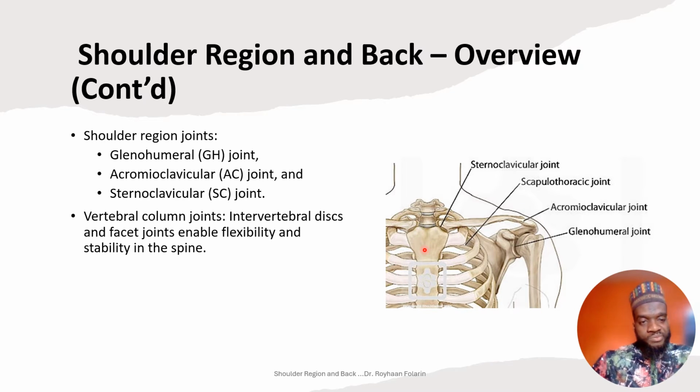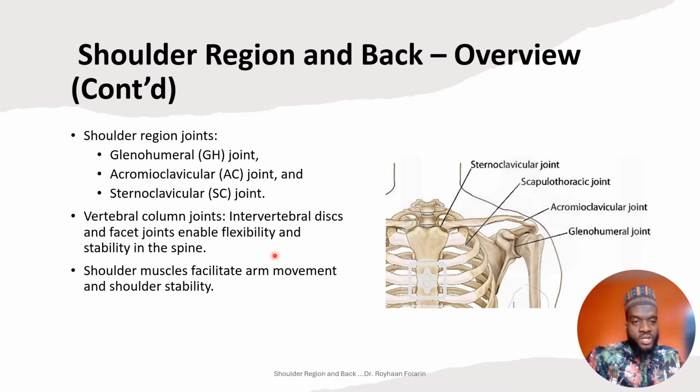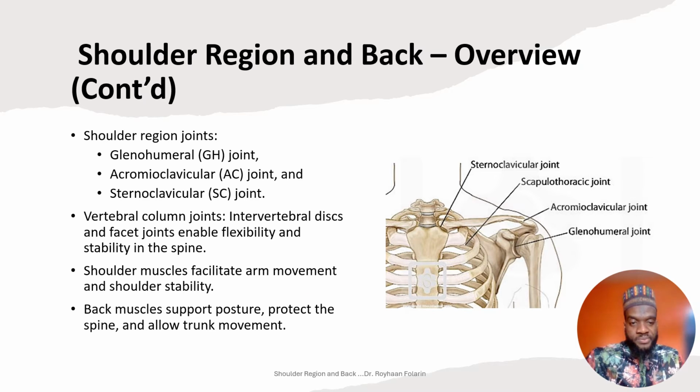So the vertebral column also has joints which range from the intervertebral disc region as well as the facet joints, which enable flexibility and stability in the spine. So these are what enable the vertebra to be able to accommodate the movement that we know. And the shoulder muscles also facilitate the arm movement and the stability of the shoulder. We also have muscles in the back region, which support the posture because the skeleton will not be able to move without muscles. So the muscles support the posture and protect the spine and also allow for the trunk movement.